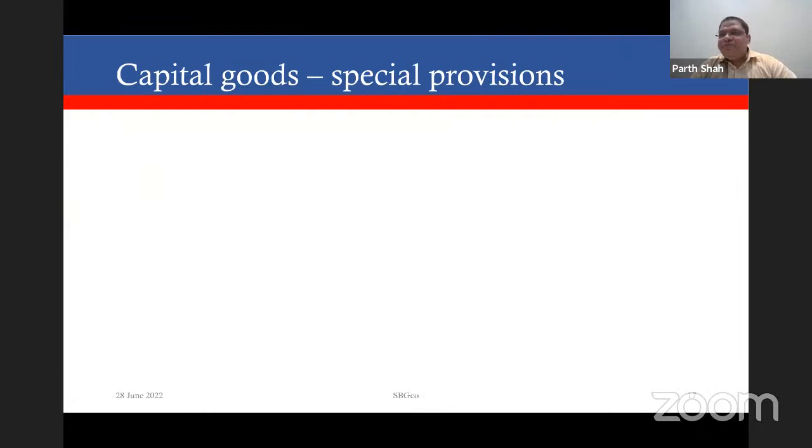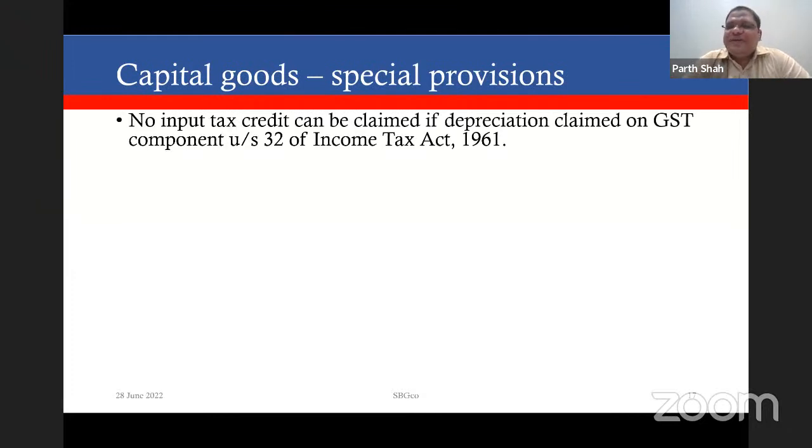Some special provisions relating to capital goods. Capital goods means what? When we purchase any goods which are capitalized in the books of accounts, they are treated as capital goods. And the first condition for claiming input tax credit on capital goods is that if you want to claim input tax credit, you cannot capitalize the ITC component and claim depreciation under the Income Tax Act 1961. This is the first condition which you have to satisfy.